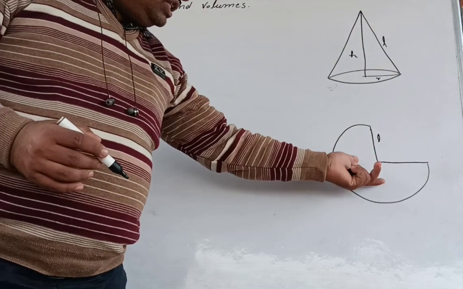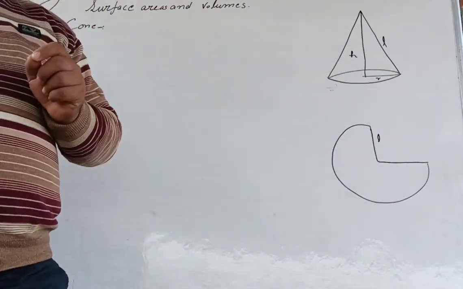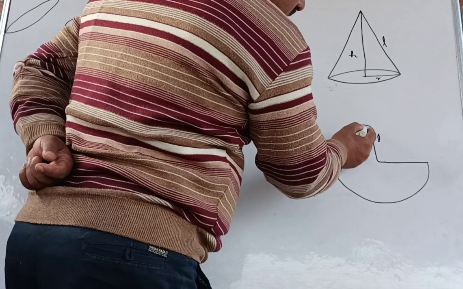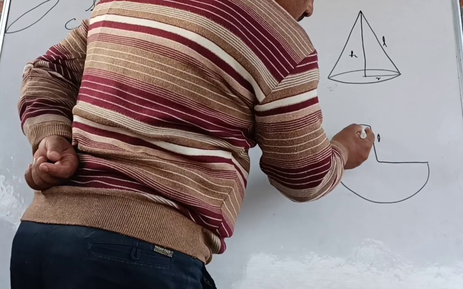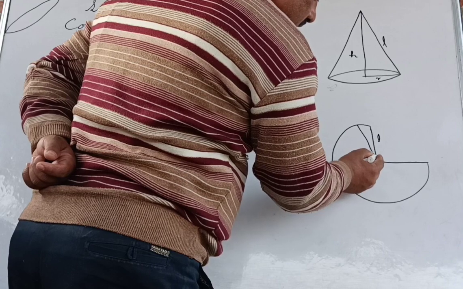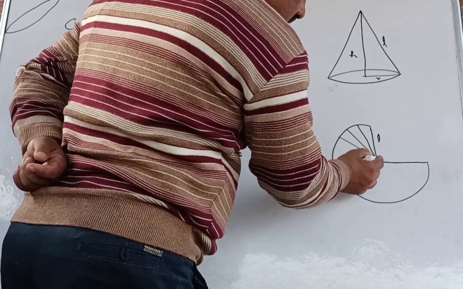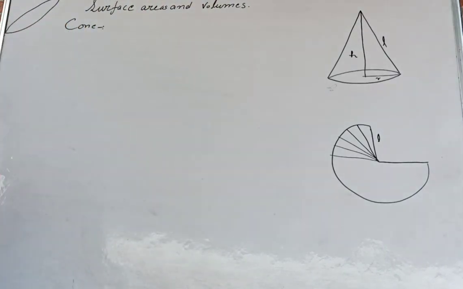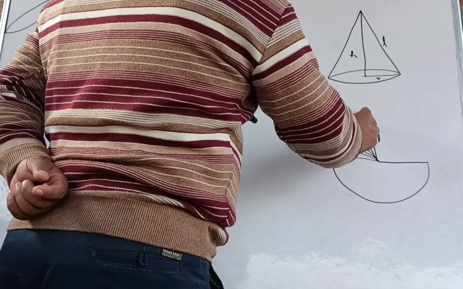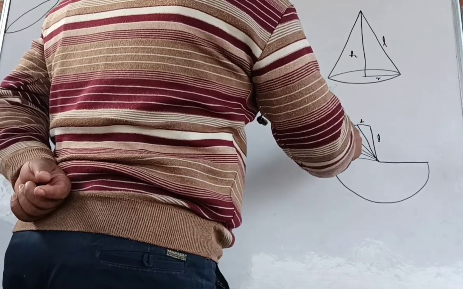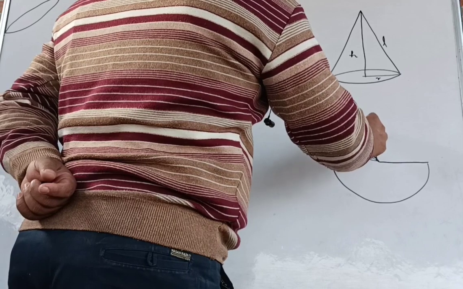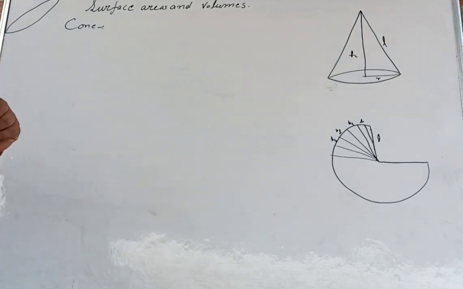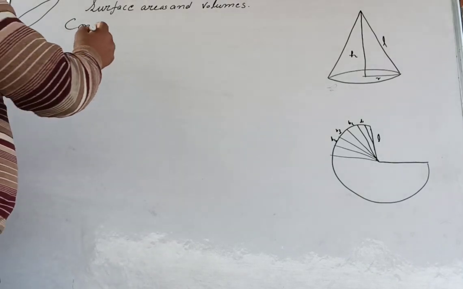If we cut this part into very small parts, every time we find this distance is equal to L, and we make a triangle. This is an isosceles triangle. This is B1, this is B2, this is B3, this is B4. We use the area of a triangle: area of one triangle is half base into height.